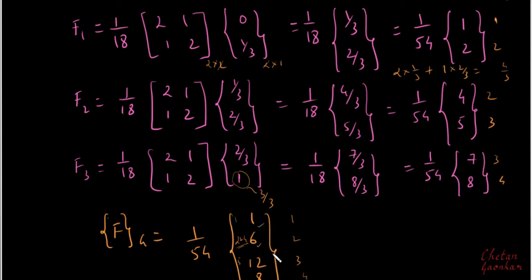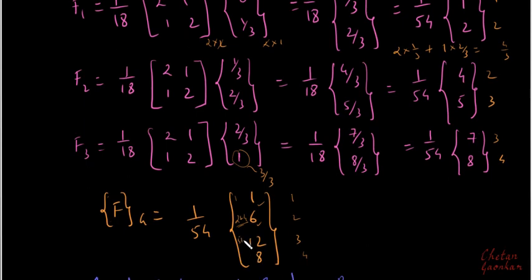1 will give me this 1, then I have here 5, and here I have 7 and 8, so this will be 5 plus 7 and 8. 5 plus 7 will give me 12, and this 8 will give me 8. So I get finally the values 1, 6, 12 and 8, multiplied by 1 by 54. So this is my global force matrix.